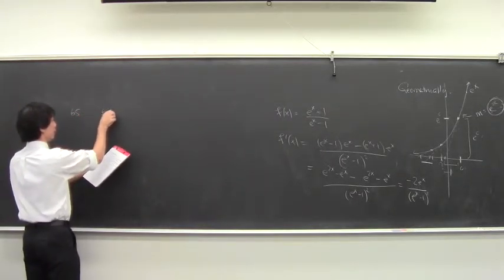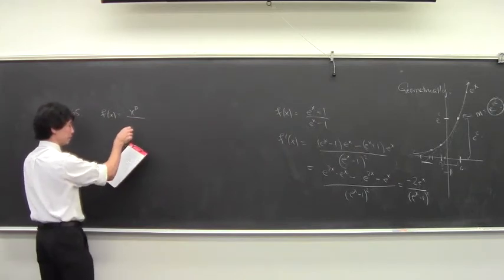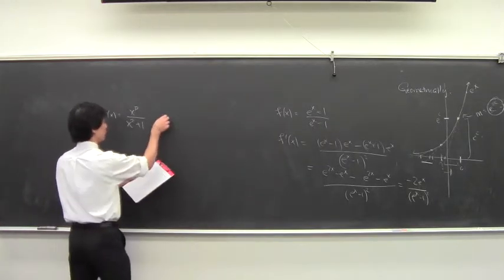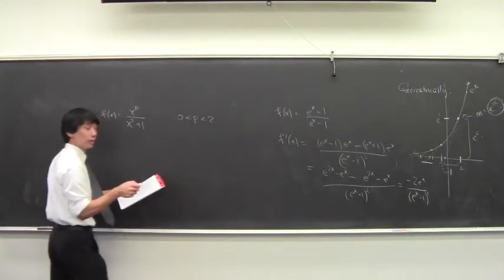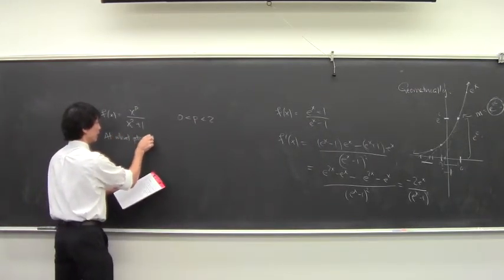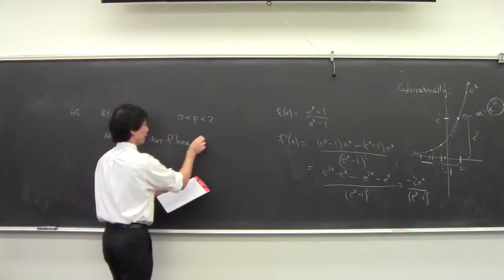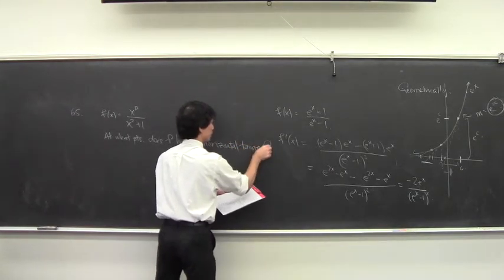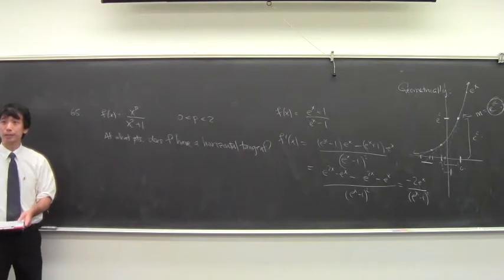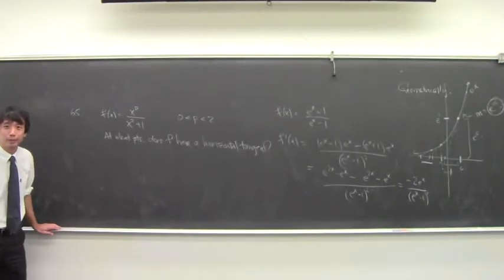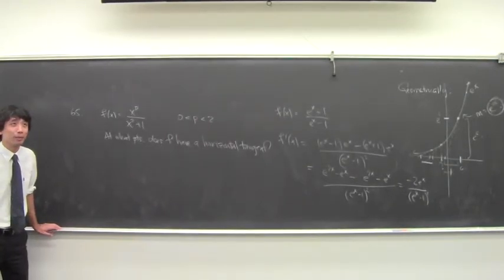Okay, last exercise. f of x is x to the p over x squared plus 1, and p is between 0 and 2. At what points does f have a horizontal tangent? Okay. So again, this is something entirely within your grasp. We've got 3 minutes left. Take 2 of them and see how far you can get on them.